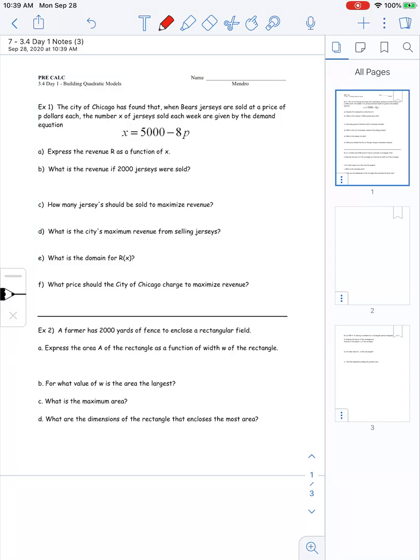Welcome back, class. Today we're going to be talking about building quadratic models, which means we're going to combine some of our prior knowledge of quadratic functions with what we were doing in the last unit, where we were trying to build these multivariable functions in terms of a single variable.